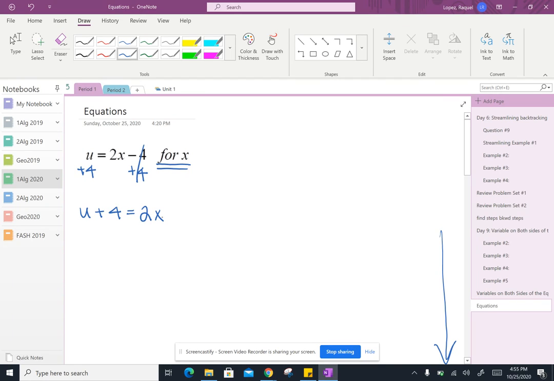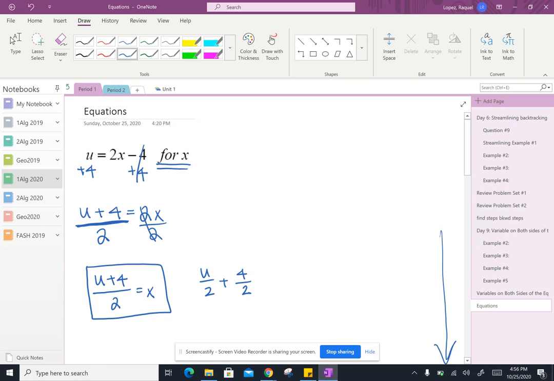This 2x is saying 2 times x, that's multiplication. So to undo multiplication, I'm going to divide on both sides. You're going to want to make sure that on the left side, you put that you're dividing everything on the left side by 2. So your final solution is u plus 4 all divided by 2 equals x. You can also write that as u divided by 2 plus 4 divided by 2. Oh, but wait, we know what 4 divided by 2 is. 4 divided by 2 is just 2. So plus 2 equals x.